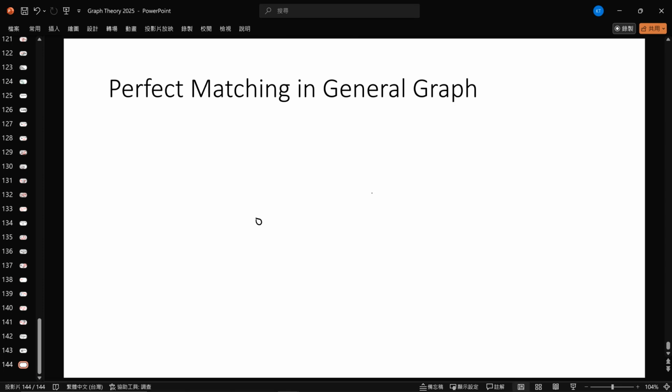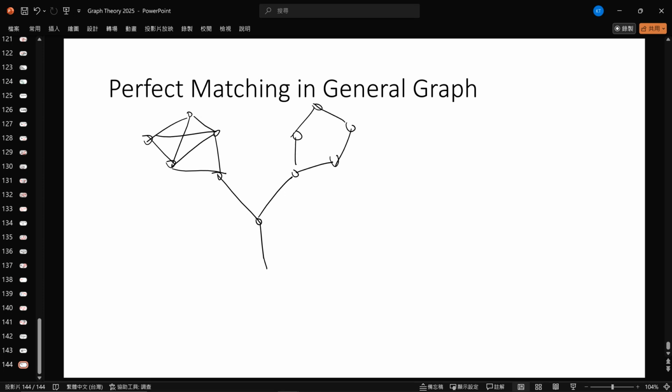So next I'm going to draw a graph and see if you can tell. So this is the graph that we're going to consider, and this is not a bipartite graph because you can see that there's a triangle, okay? So the question is, does this graph have a perfect matching?